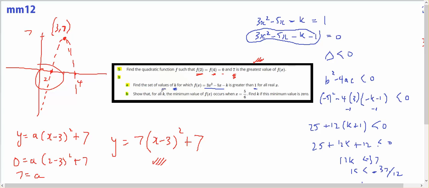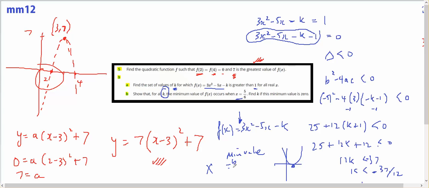Okay, show that for k the minimum value occurs when x is equal to 5 on 6. So for f(x) equals 3x squared minus 5x minus k, the minimum value of this parabola, that is a positive parabola, will be at the turning point. And the x value of the turning point is dead middle between the two x-intercepts, or if I've got it in turning point form, but I can't put it in turning point form because of the k there, it is going to be minus b over 2a, which in this case is minus negative 5 over 2 times 3, which is 5 on 6. And that's what I had to show you.